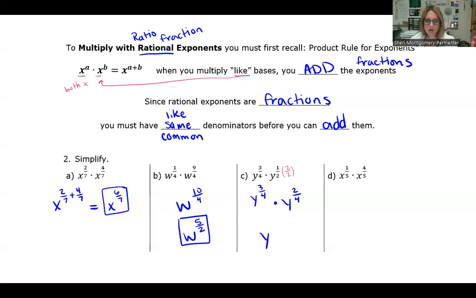All right, so now I have like denominators. It is a 4, so my answer is going to have what denominator? 4. On the top, I'm adding, so it's 3 plus 2.